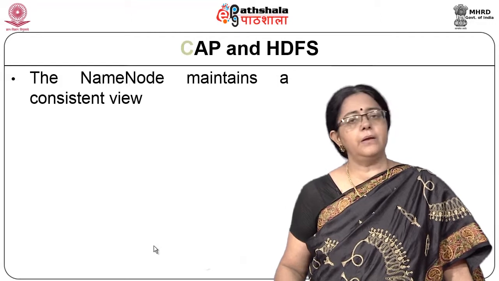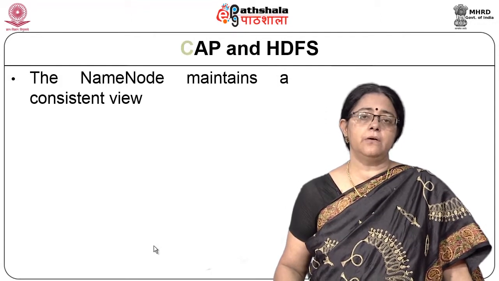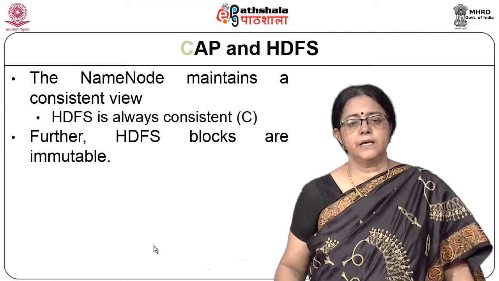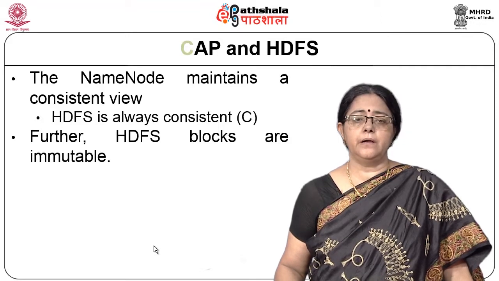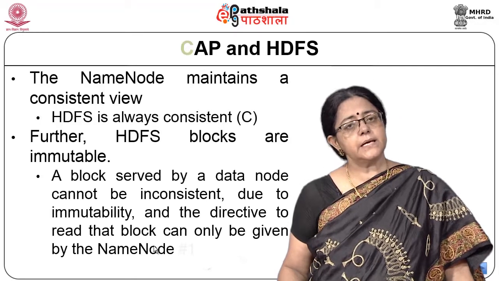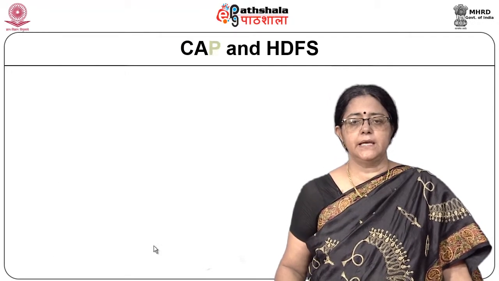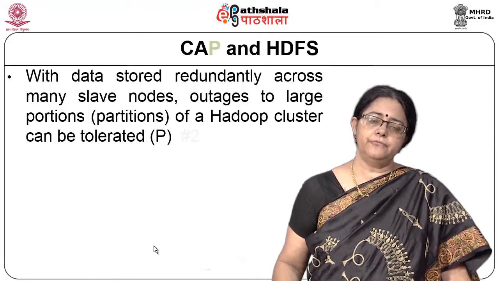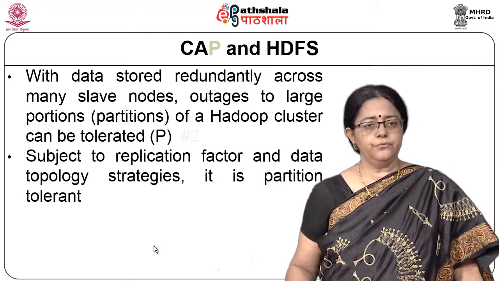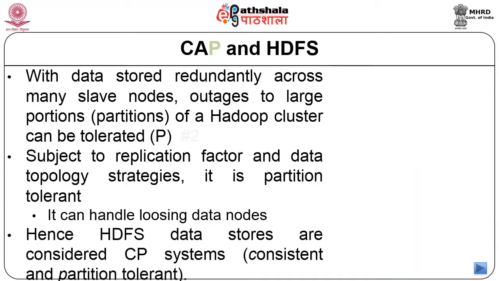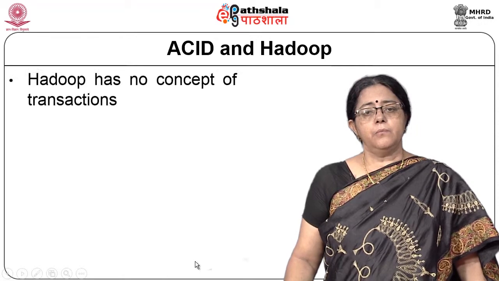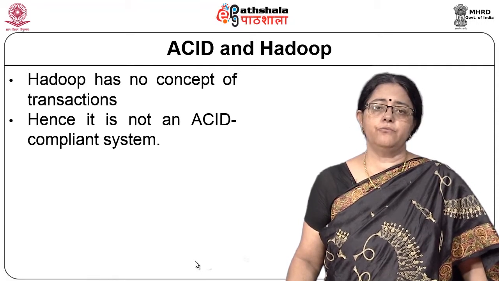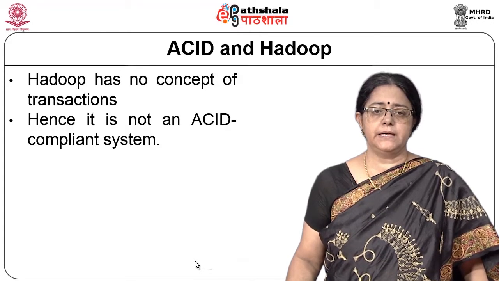What about consistency? All metadata is in the name node. The name node maintains all information, therefore, it is consistent. Further, the data blocks in Hadoop are typically immutable, and since the blocks are immutable, again there is no problem of consistency. What about partition tolerance? There is a large amount of redundancy in HDFS, and therefore, it can easily tolerate a lot of failures. A data node can be lost and the data is still stored. So, HDFS is a CP system, consistent and partition tolerant. What about ACID properties and Hadoop? Hadoop really does not follow ACID because it has no concept of transactions.